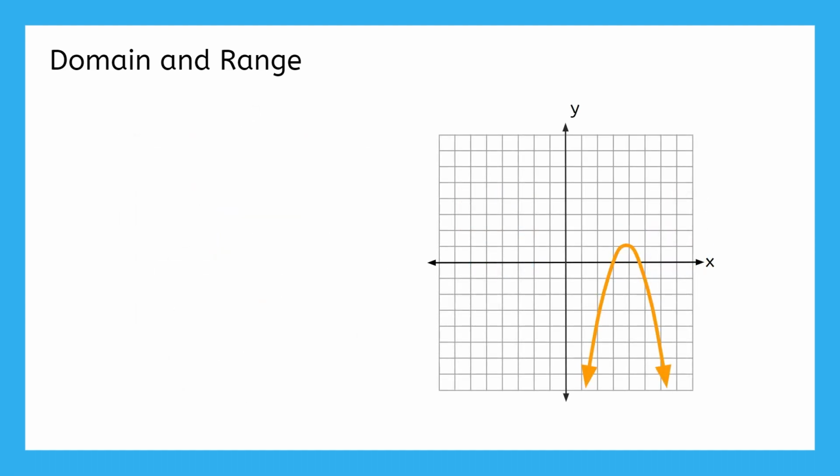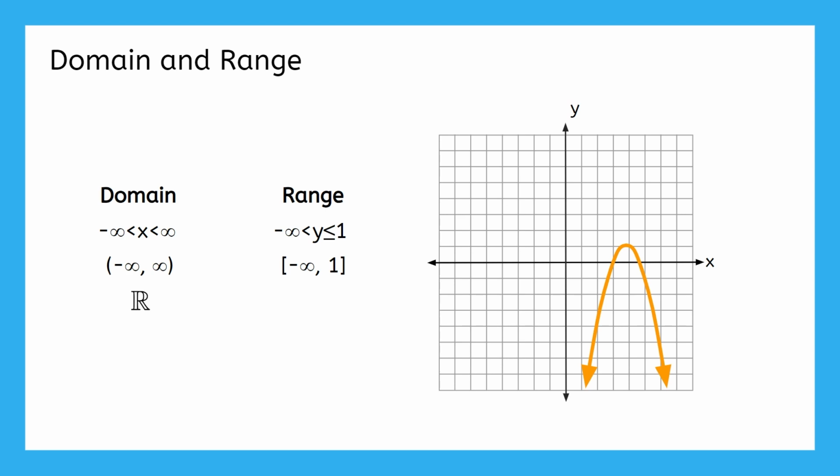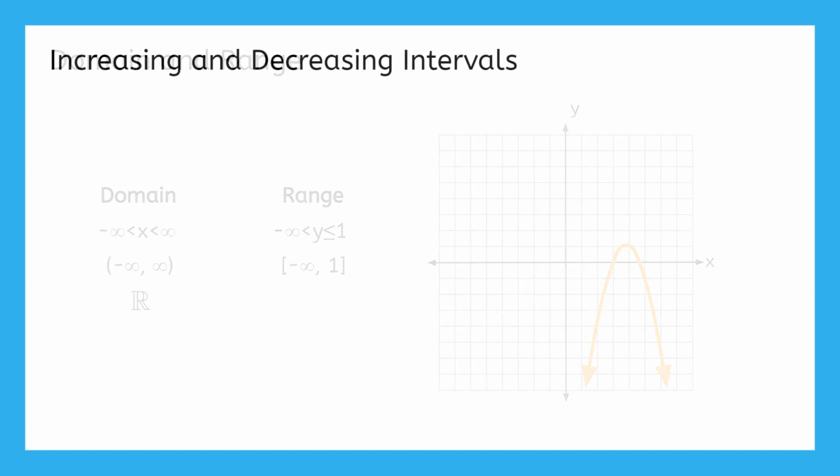And how does this compare to the other graph? Well, the domain is all real numbers here too. And the range goes from negative infinity up to and including a y value of +1.